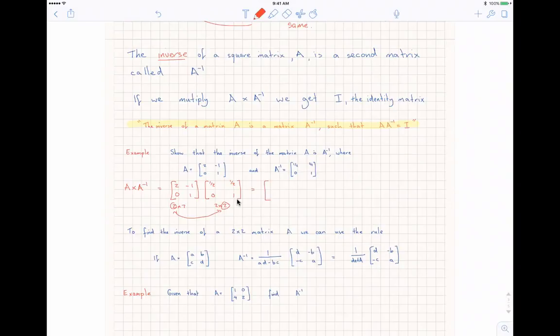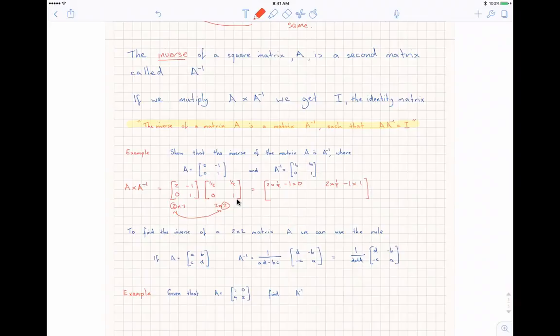So first row of the first matrix times the first column of the second matrix. So we have 2 times a half minus 1 times 0. Next value, we take the first row of the first matrix times the second column of the second matrix. So we have 2 times a half minus 1 times 1.